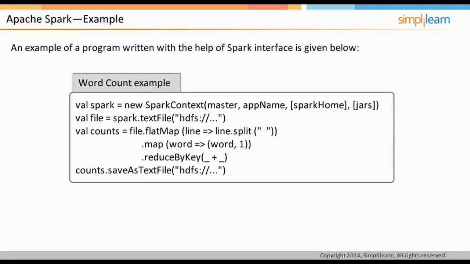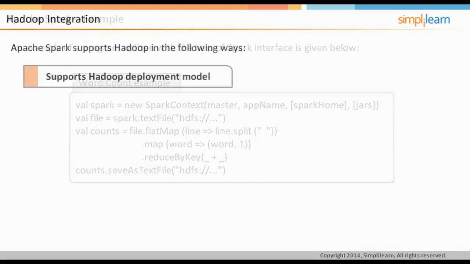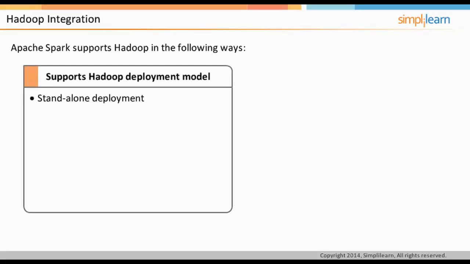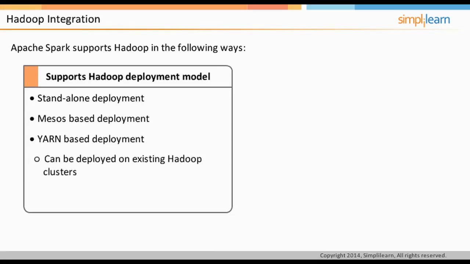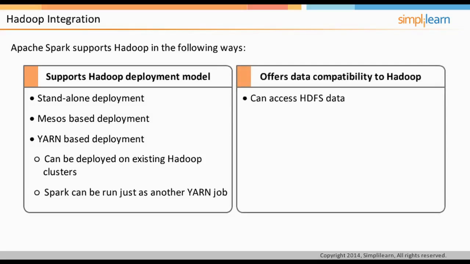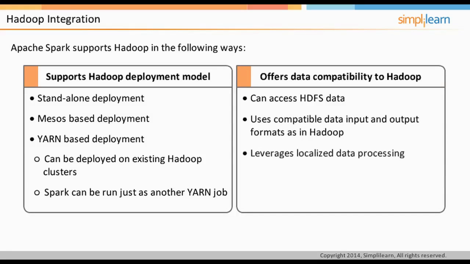An example of a program written with the help of Spark interface is given on the screen. In the next screen, we will focus on Hadoop Integration. Apache Spark supports the Hadoop deployment model, among others. Some of the deployment models include standalone deployment, Mesos-based deployment, and Yarn-based deployment. Spark can be deployed on existing Hadoop clusters and also be run just as another Yarn job. Spark offers data compatibility to Hadoop. It can access HDFS data and use compatible data input and output formats as in Hadoop. Spark leverages localized data processing.